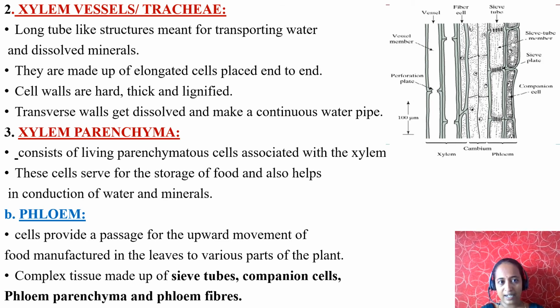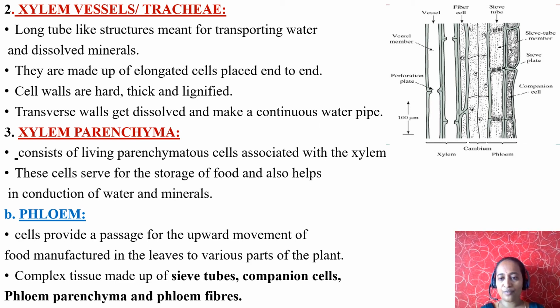Next, xylem parenchyma. As I told you already, parenchyma cells sometimes possess a chlorophyll pigment and prepare their own food. So here xylem parenchyma provides food for the surrounding tissues or other tissues of a xylem. Here, xylem parenchyma consists of living parenchymatous cells associated with xylem. These cells serve for the storage of food and also help in conduction of water and minerals. By storing food, it provides food to it and also gives mechanical support to other xylem tissues.